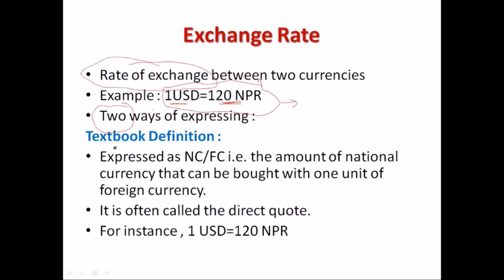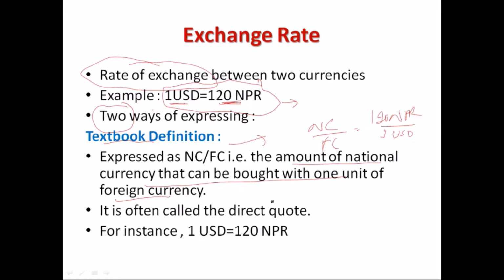The first way is called the textbook definition of exchange rate. The textbook definition simply expresses the exchange rate as the ratio of national currency over foreign currency. So in our example, this is 120 Nepalese rupees, which is national currency, divided by one US dollar, which is foreign currency. So this textbook definition of exchange rate shows the amount of national currency that can be bought with one unit of foreign currency.